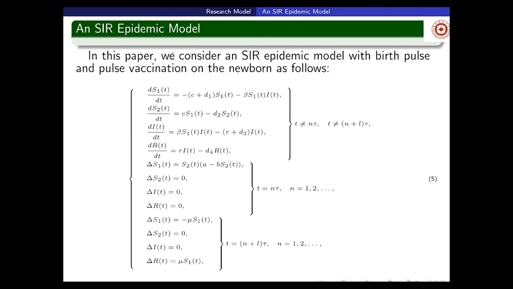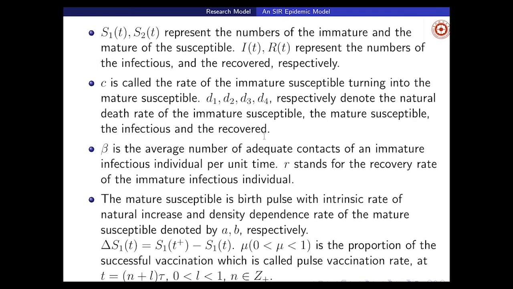Research model. In this paper, we consider an SIR epidemic model with both pulse and pulse vaccination on the newborn as follows: S1(t), S2(t), I(t), R(t), like this. Where S1(t), S2(t) represent the numbers of the immature and the mature of the susceptible. I(t), R(t) represent the numbers of the infectious and the recovered respectively.